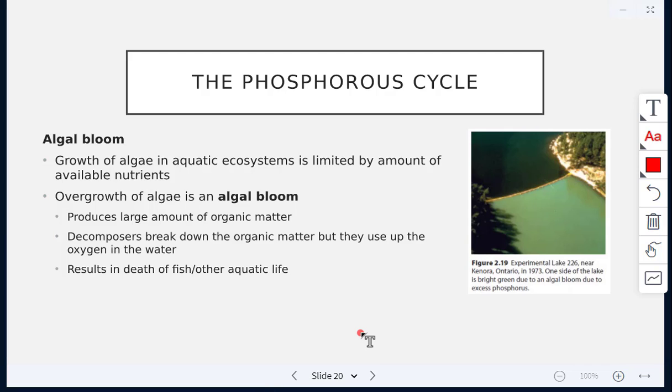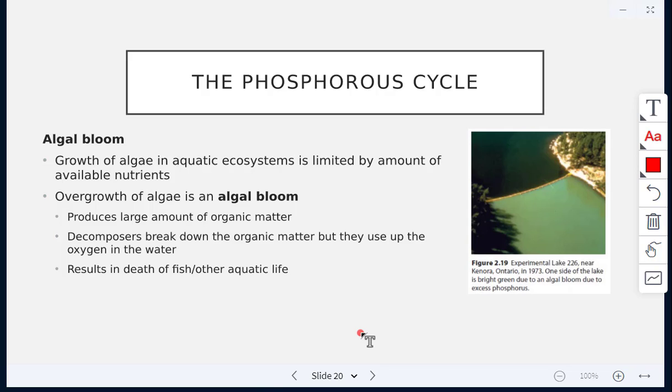So here we're seeing an algal bloom. This is when there's a growth of algae in aquatic ecosystems. And it's usually limited by the amount of available nutrients. But there's an overgrowth of algae, which is called an algal bloom. And it's usually because of excess phosphorus being released into the environment because of, for example, detergents, or for example, fertilizers and so on.